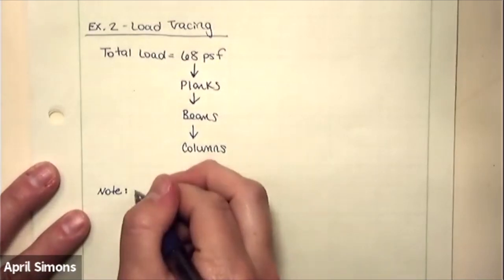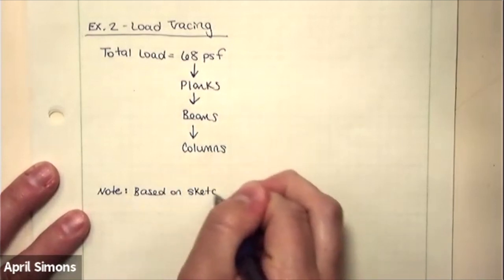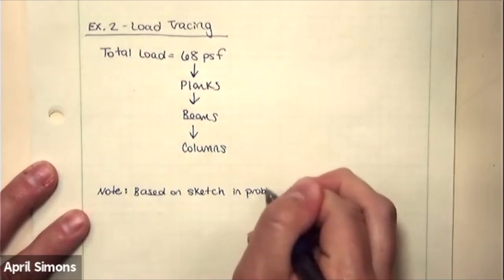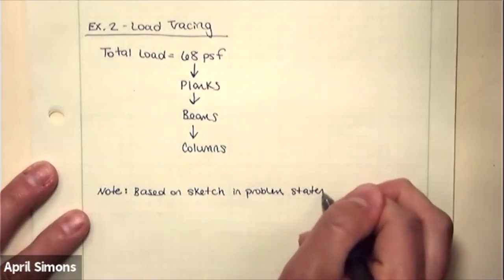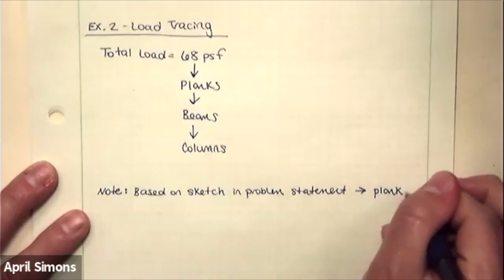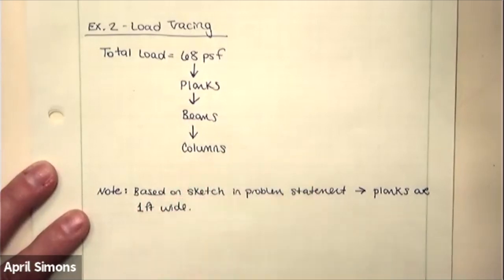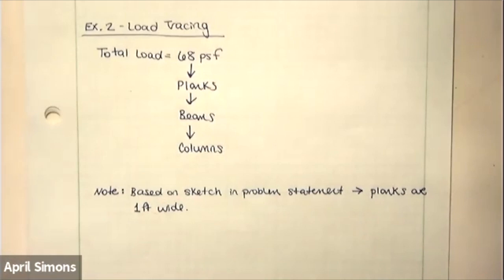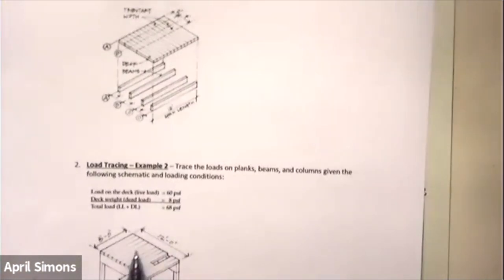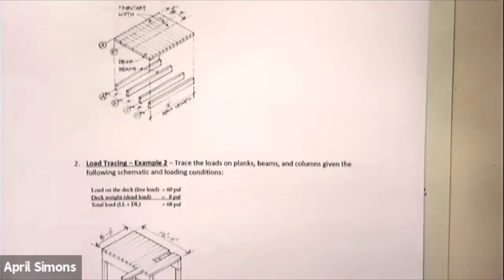So we'll note here, okay, based on our sketch, planks are 1 foot wide. Okay, so again, our planks are covering a 12-foot span, and there are 12 of them. So that means that each plank is 1 foot wide and each plank is 8 foot in length because we're given the length here of 8 feet.